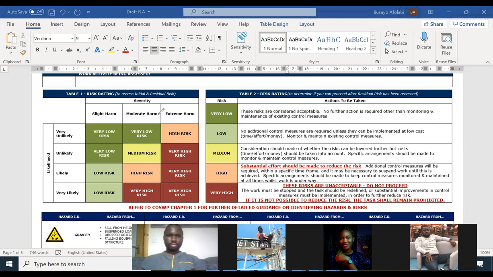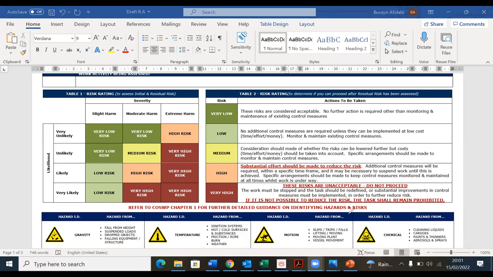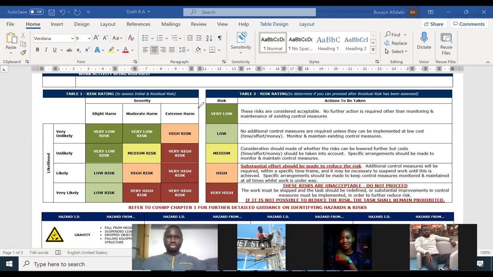Yes, the likelihood would be what? Agaba, Peter, sir. The likelihood is, if those control measures have been put in place, then it is unlikely that they will be harmed. Very good. Unlikely. So is it unlikely or very unlikely? Unlikely. Okay.